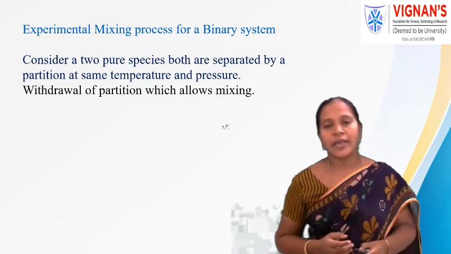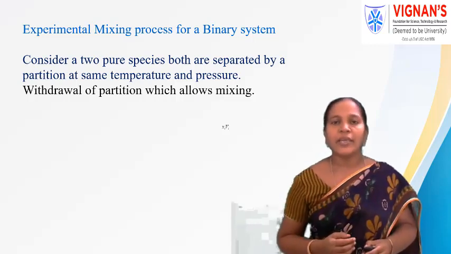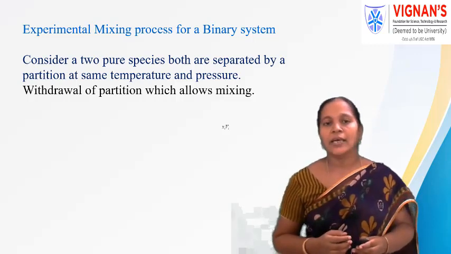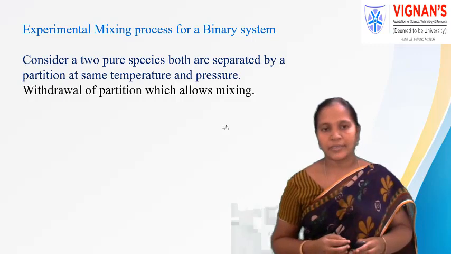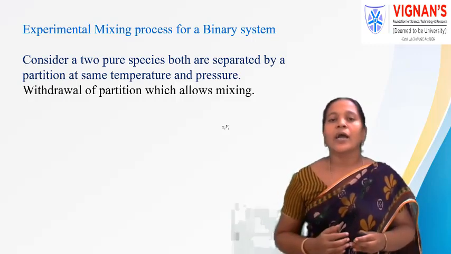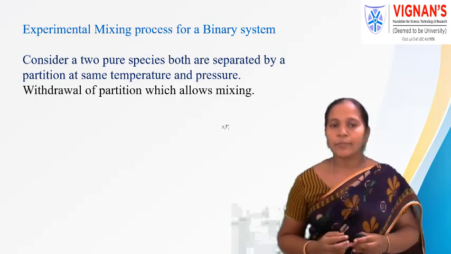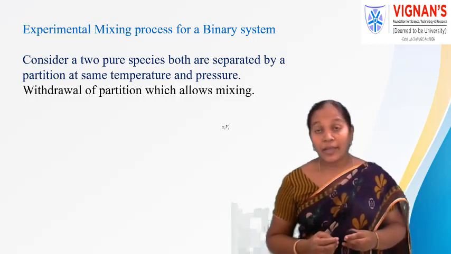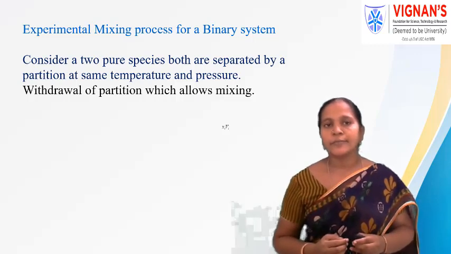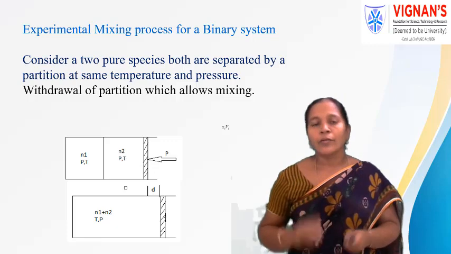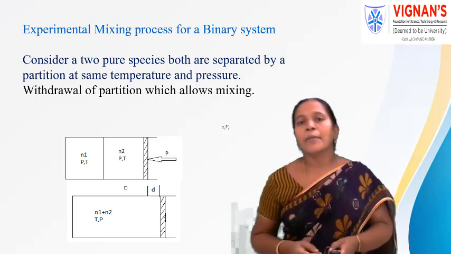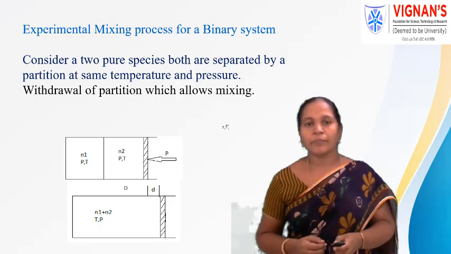Because of their direct measurability, delta V and delta H are the property changes of mixing of major interest. Moreover, they are identical with the corresponding excess properties. Now we are discussing the experimental mixing process for a binary system.